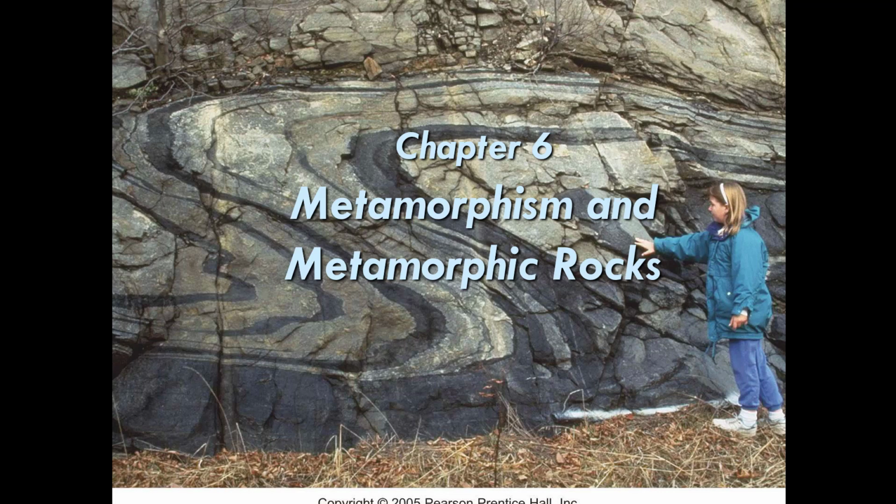With chapter 6, we're going to complete our discussion of the rock cycle for the first half of Geo 101. When you look at this picture, I think what's probably most striking is the banded rock formation that is also kind of bent here. And this is really characteristic of what's called high-grade metamorphism, which is what we're going to talk about in chapter 6 on metamorphism and metamorphic rocks.